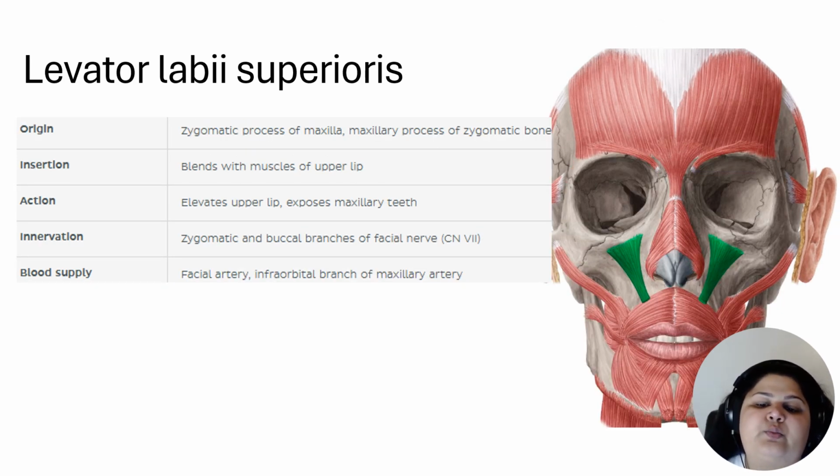Levator labii superioris. Okay, so origin is zygomatic process of maxilla, maxillary process of zygomatic bone. Insertion blends with muscles of upper lip. Action elevates upper lip, exposes maxillary teeth. Okay, so action is elevates upper lip, right? I have a really hard time elevating it, but it elevates the upper lip and exposes the maxillary teeth, like this. Zygomatic and buccal branches of facial nerve. Blood supply: facial artery, infraorbital branch of maxillary artery.